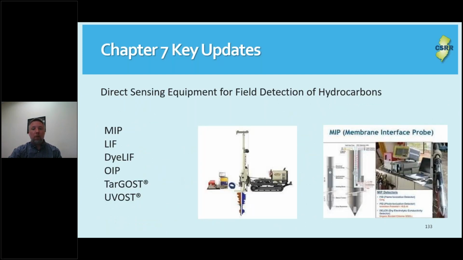Some of the more involved pieces of equipment that some folks may have used is the membrane interface probe, the MIP, or the laser-induced fluorescence, the LIF. There's also a dye LIF as well. These pieces of direct push equipment are quite involved, but they do have a very detailed output. They typically require a subcontractor. They do require some significant space and clearance. And some of the pieces of equipment, while there are recommendations in here, some are proprietary, and you do need to talk to specialized contractors. Next slide.